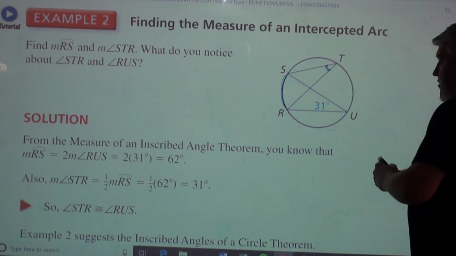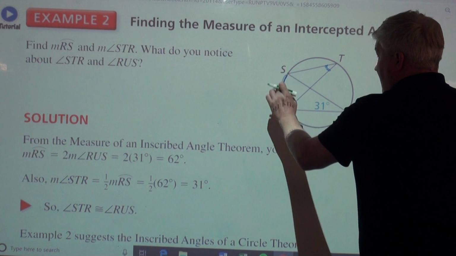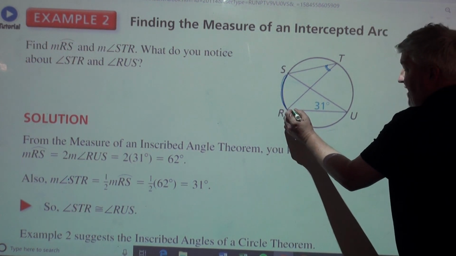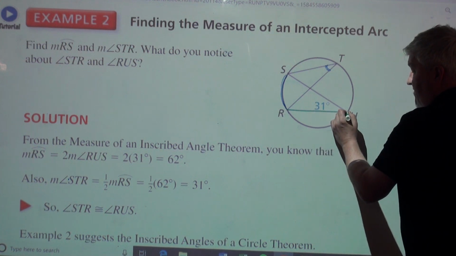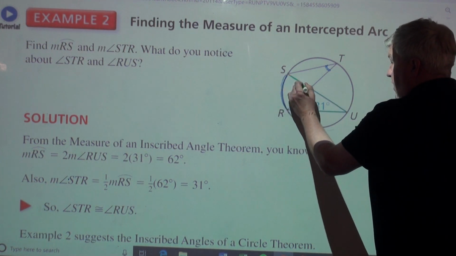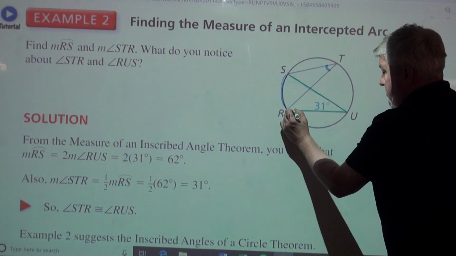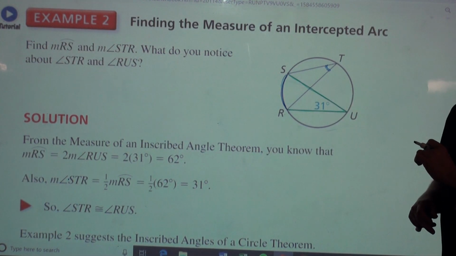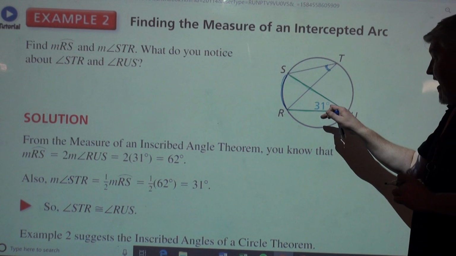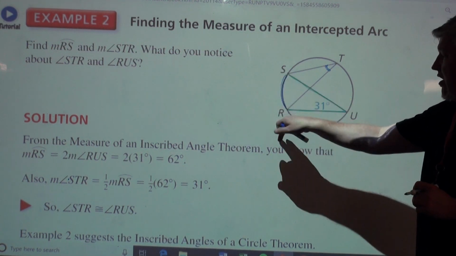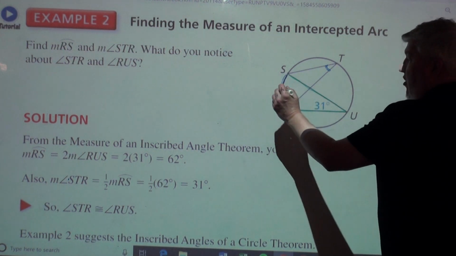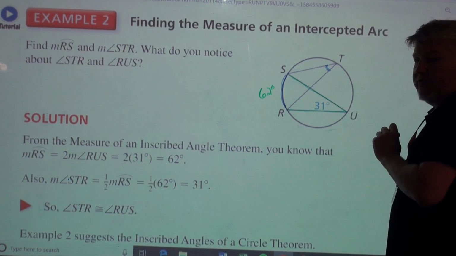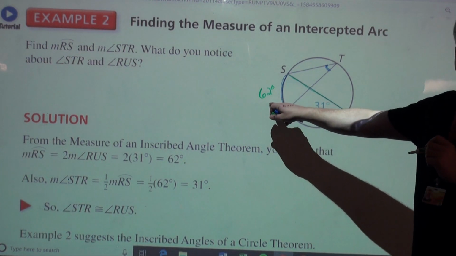So, we know that this arc SR is intercepted by, or subtends, this angle. Right? This angle is given to us as 31 degrees. We just stated that the angle is 1/2 the measure of the arc, so that makes this arc 62 degrees. Twice 31. 2 times 31 is 62.